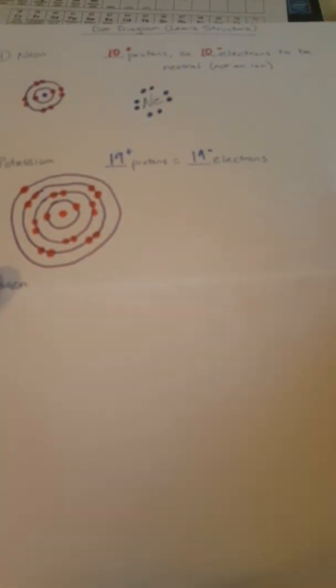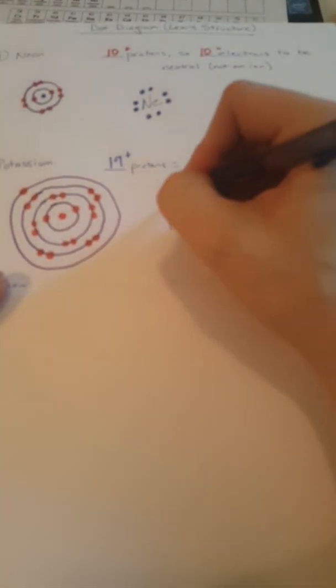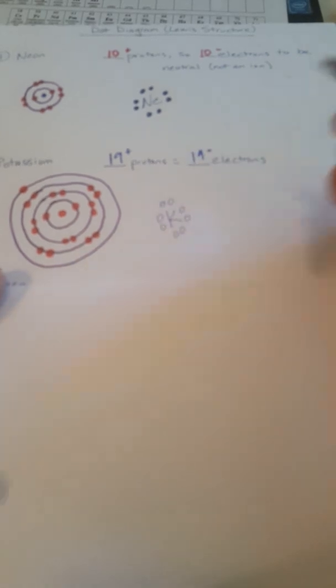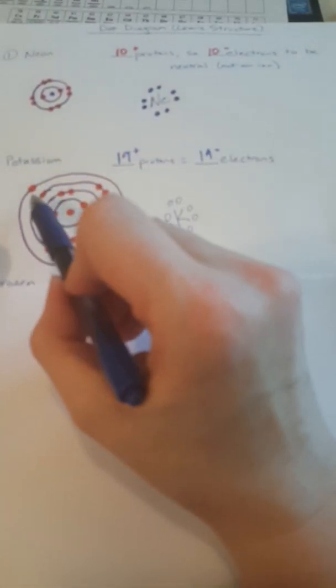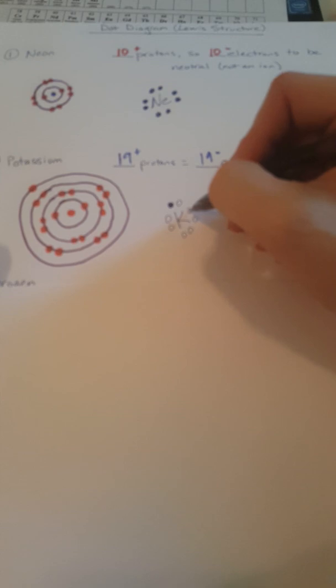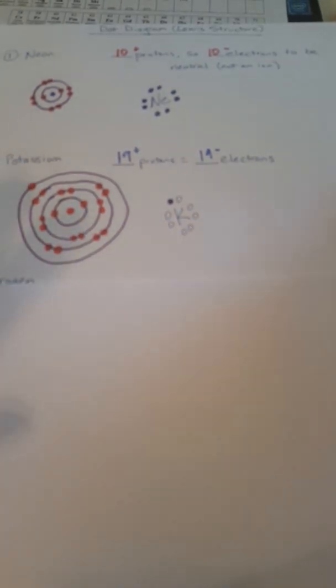So when we are doing the dot diagram for potassium, we're going to write the symbol K, and then we're going to only fill in the valence electrons, and in this case its valence shell is the 4th energy level, and it only has 1 on its outer shell. So we're just going to bubble in 1 of these. Some people do the one on the right side. It doesn't matter. Just do 1.